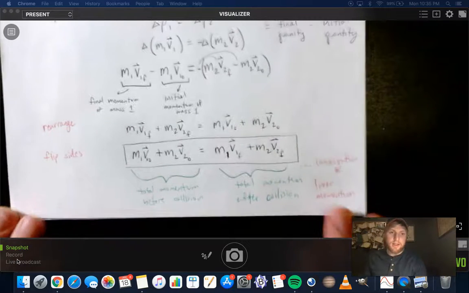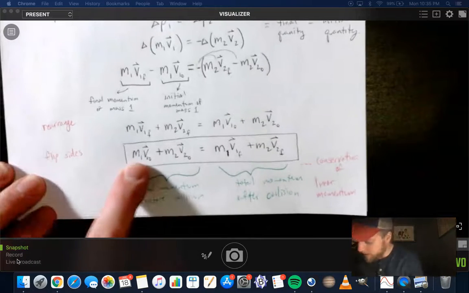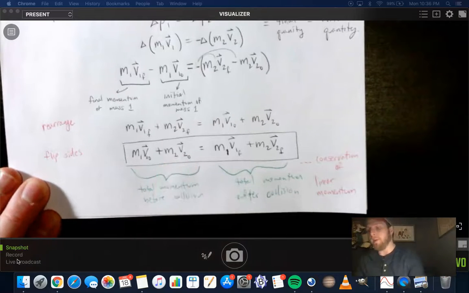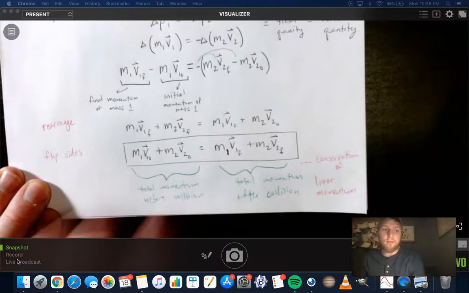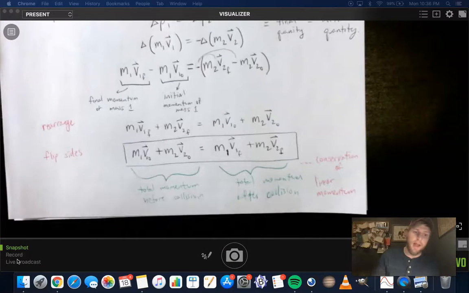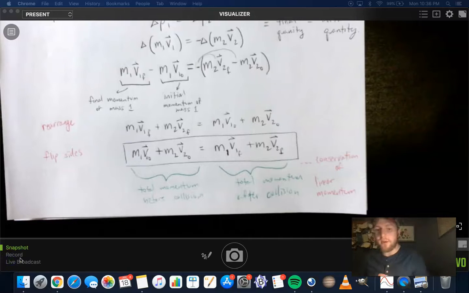So what we mean is that this is just the momentum of the first object, the momentum of the second object. If we had more objects, you'd add the momentum of the third, the momentum of the fourth, and so on. And this is all of that before. However much we had before is going to be exactly equal to whatever we had after. So this equation is going to do a lot of work for us.